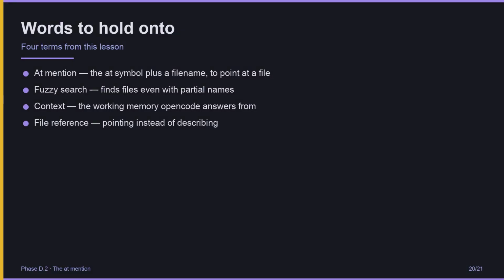Here are a few words worth holding on to. The @mention, the @ symbol followed by a file name, used to point at a file. Fuzzy search, a forgiving search that finds files even if you only type part of the name. Context, the working memory OpenCode uses when it answers you, which now includes the file you pointed at. And file reference, pointing at a file instead of describing it in words.